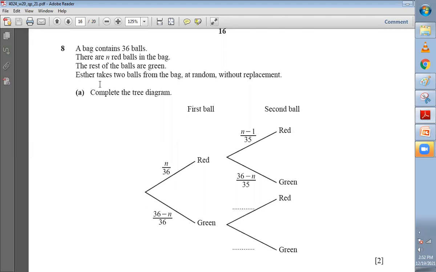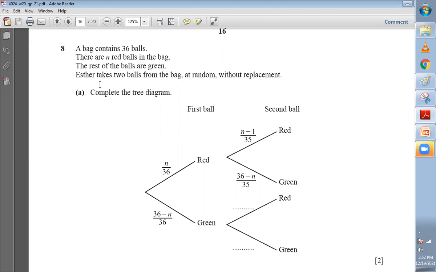Question 8 is showing up on your screen. A bag contains 36 balls. Total balls are 36. There are n red balls in the bag. The rest of the balls are green. So if the red balls are n, then the green balls will be 36 minus n.